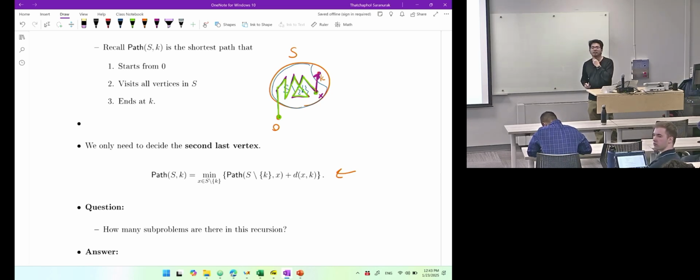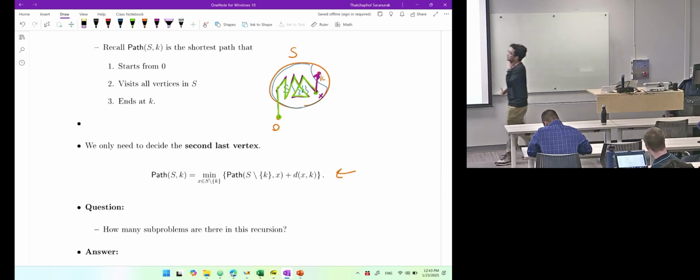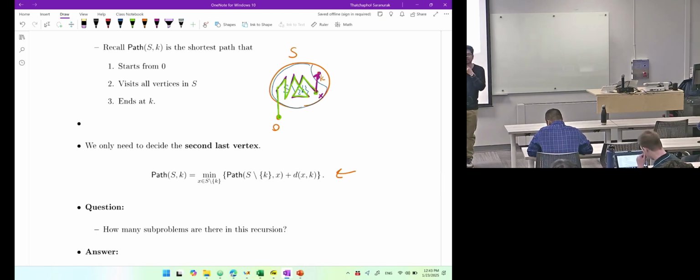I mean, I think it's 2 to the n, no? Because it's subsets. Yeah, it's almost 2 to the n, but not quite. Maybe 2 to the n times n, because not only is the state a set, but also the node you end at within the set. Good. Yeah, it's 2 to the n times n.